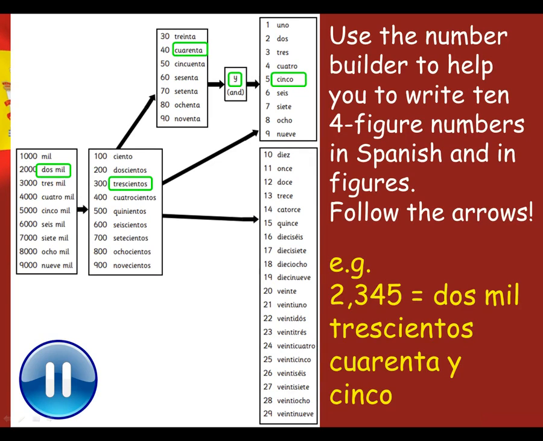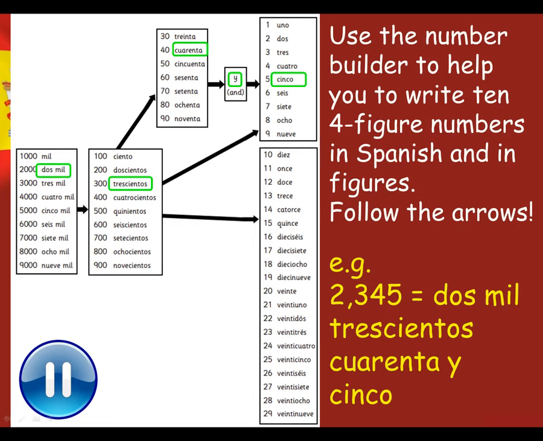So I've done an example for you at the bottom, 2,345. And I've put the green boxes around the words that I need. So I need some thousands first. So 2,000, then 300. Then I need some tens, and it's 40, so I need to go up at the top, 40. That's always joined to the units by E, so we put y5 on the end. So that's 2,345 to make that number.